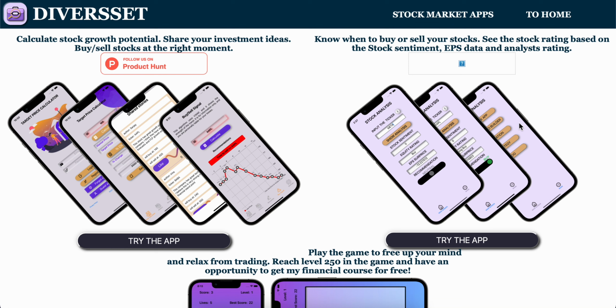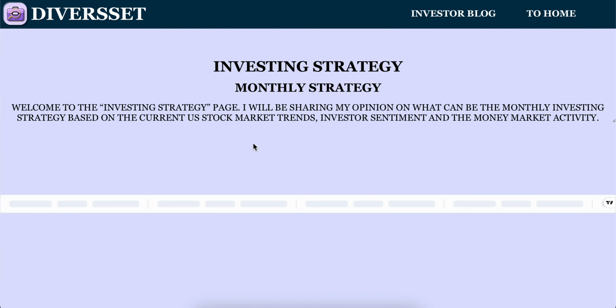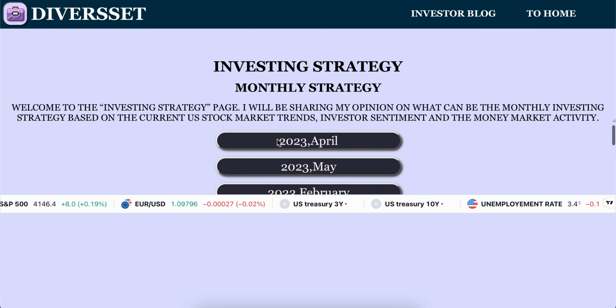Another application is Stocks to Buy. These two applications are exclusively on the App Store. With this application, you can get stock trade recommendations based on three very important indicators that professional investors are using. So then you can see the strategy also, where I publish everything related to the US stock market.